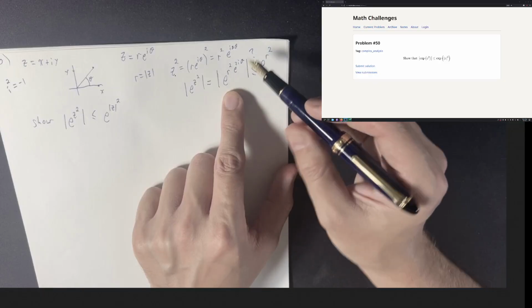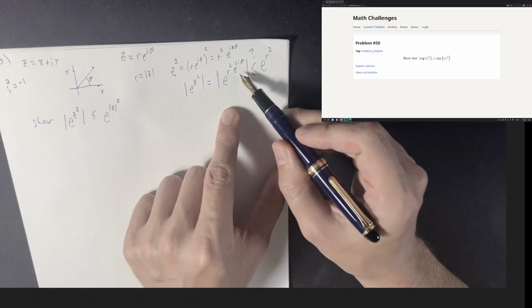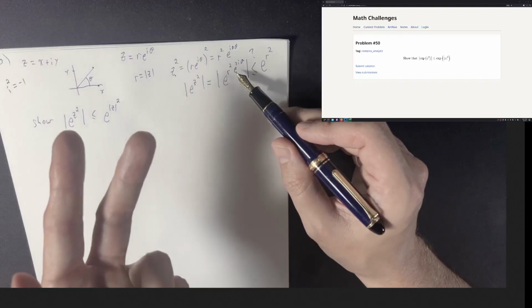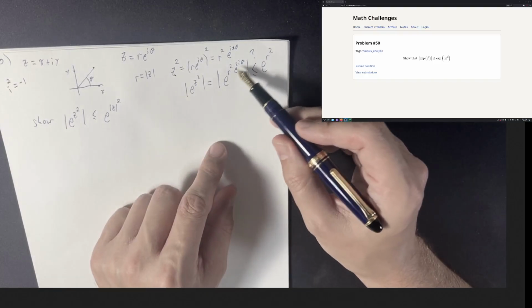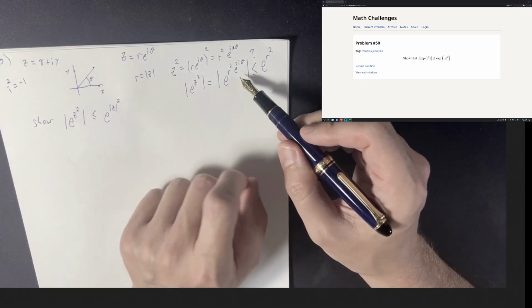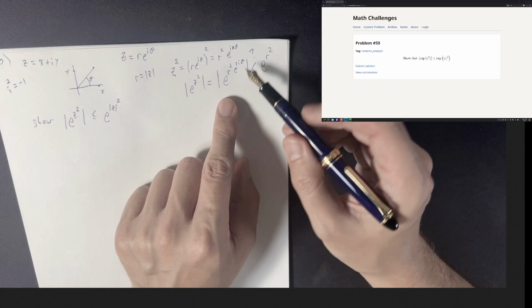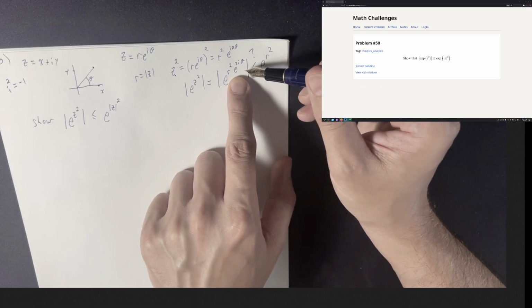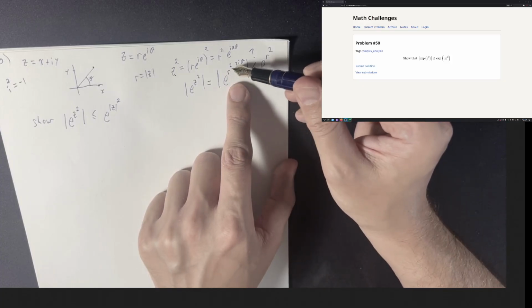This r squared is a real number, but this part has both a real and an imaginary part. So it's changing the size of this exponent. It's potentially scaling it down. I realize it's a little confusing because if you took the absolute value of that, you just get 1. So it might feel like it's not really changing r squared, but it is.